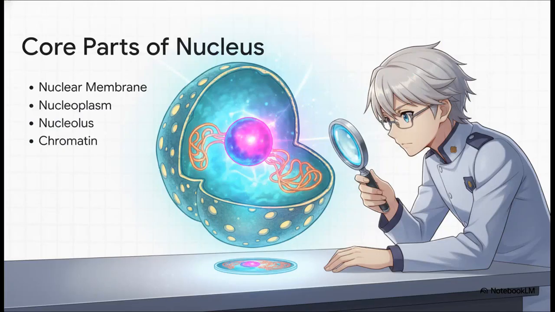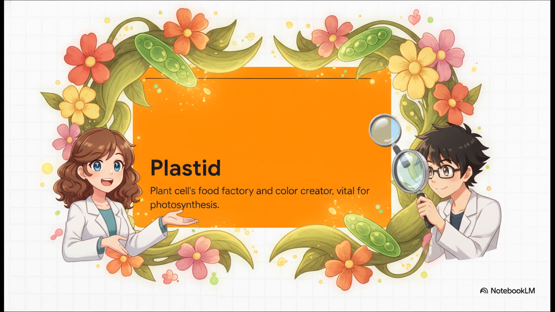If we zoom in and break open that command center, there are 4 core parts you really need to know. The nuclear membrane wrapping around it, the liquid nucleoplasm inside, the dense nucleolus, and the chromatin fibers, which actually form chromosomes. Quick pro tip for the exam. Questions frequently ask you to identify these 4 specific components straight from a diagram, so definitely make sure this list is locked in.